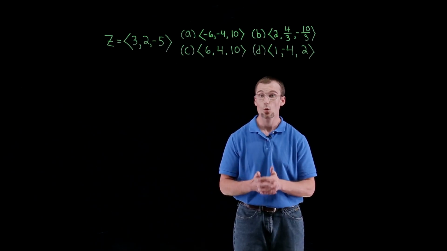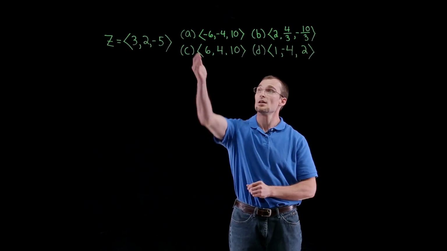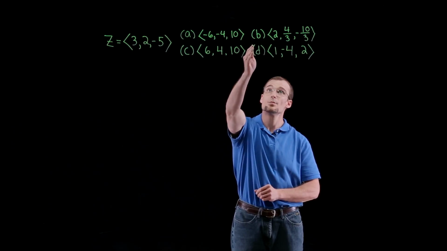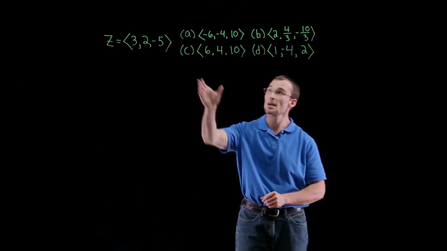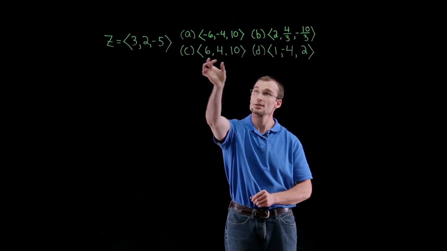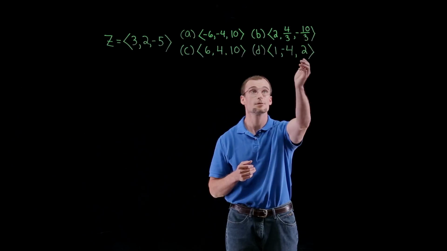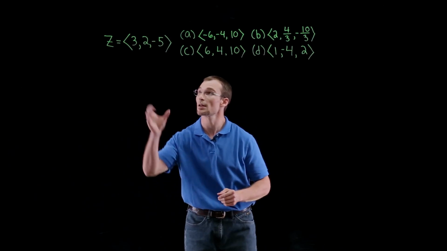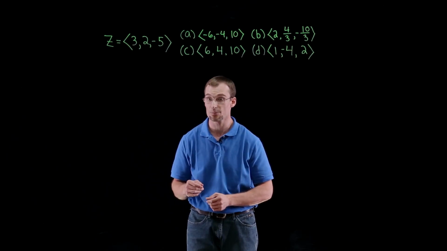Hello everyone, I'm Adam. For this problem, what we're going to be doing is taking a look at our four vectors here. For part A, the vector with components -6, -4, 10. B, vector with components 2, 4/3, and -10/3. C, vector with components 6, 4, and 10. And D, vector with components 1, -4, and 2, and seeing which of these vectors, if any, are parallel to our vector Z with components 3, 2, and -5.